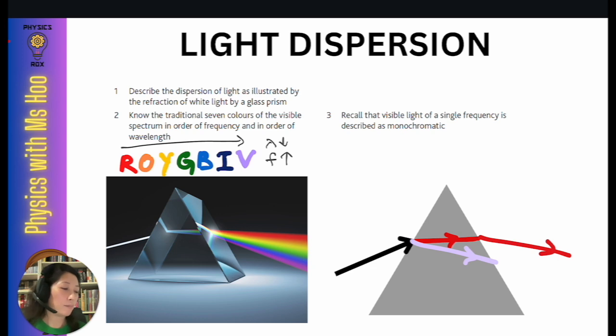You may not necessarily be asked to compare only red and violet. Sometimes you could be asked to compare the colors in between, like maybe yellow against blue. As long as you know this order, then you should know that, for example, yellow is on top, while blue is at the bottom compared to that yellow color.